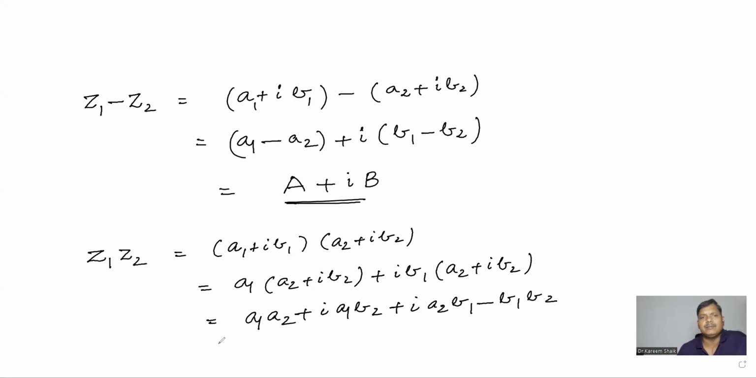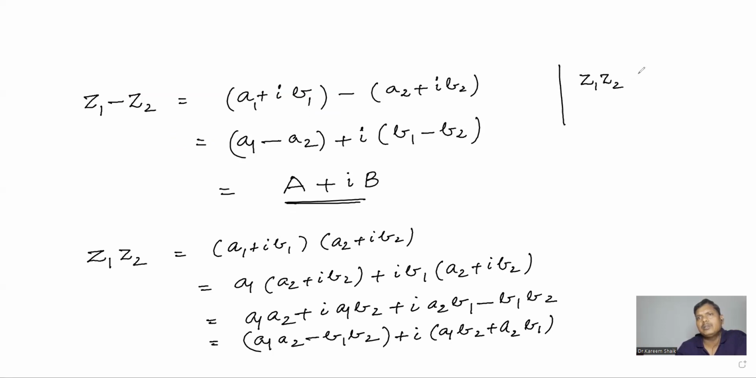I want to rearrange the terms. By rearranging the terms, A1 A2 minus B1 B2, I can write. I want to put it in a bracket. And here iota A1 B2 plus iota A2 B1. Can I take common iota? A1 B2 plus A2 B1. So can I write that Z1 Z2 is nothing but A plus iota B, where A is A1 A2 minus B1 B2, where B is A1 B2 plus A2 B1. So it is also a complex number. That means the product of two complex numbers is also a complex number.